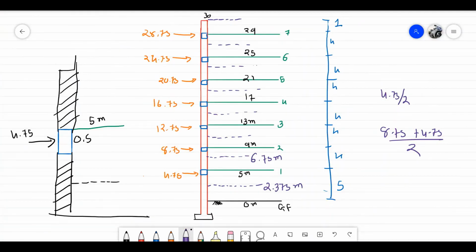Same thing, 12.75 plus 8.75 divided by 2 is 10.75. 10.75 plus 4, because 4 meter height, average height same, so 14.75 plus 4, 18.75 plus 4, 22.75 plus 4, 26.75, and here is 30. All the dimensions are in meter, right?